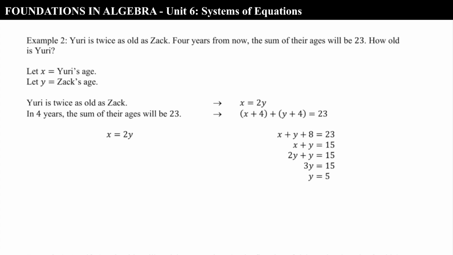Now that we have that y equals 5, let's go back to our first equation, substitute that in for y, and then multiply. 2 times 5 is 10, so x equals 10. So that's what we were looking for. Since x equals 10, Yuri is 10 years old. That's all we were asked for, so that's the only answer you need to give here. By the way, since y was 5, that happens to be Zach's age.